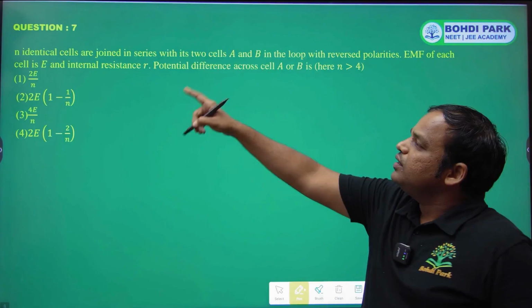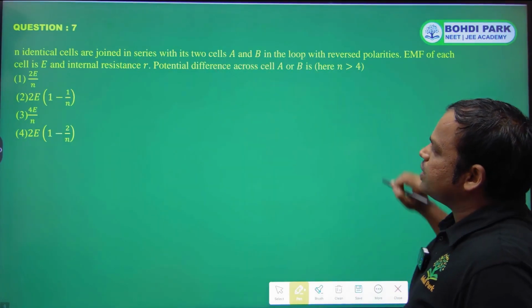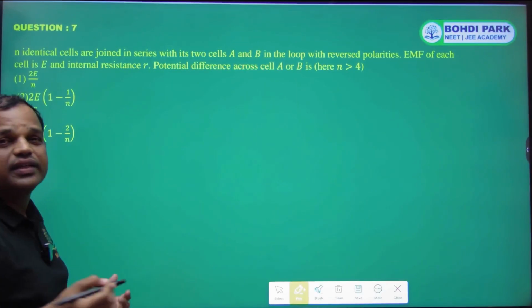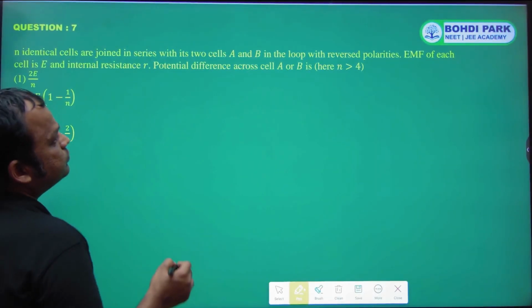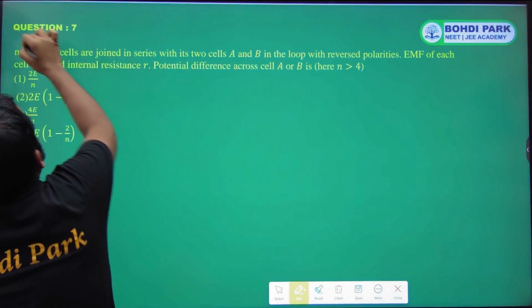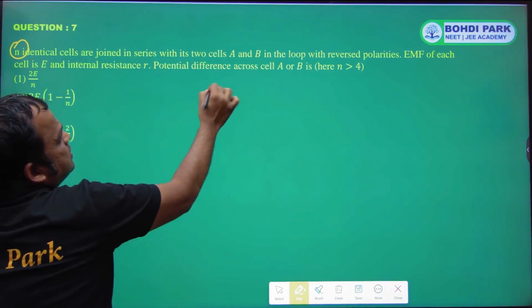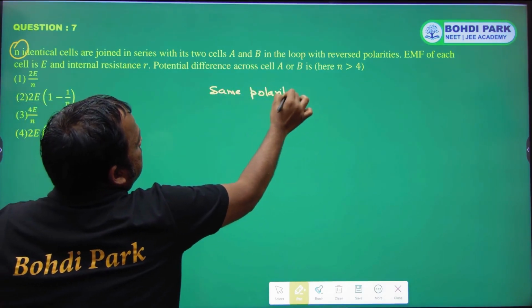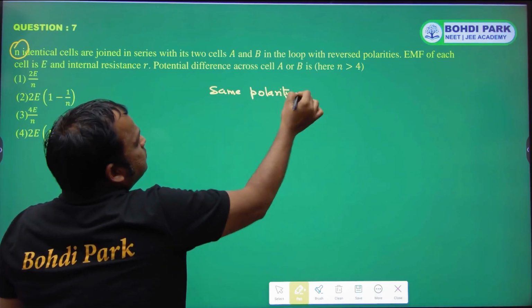seventh question. N identical cells are joined in series with two cells A and B in the loop with reversed polarity. So they are reversed. So total N cells are there. So same polarity cells will be in the same order.